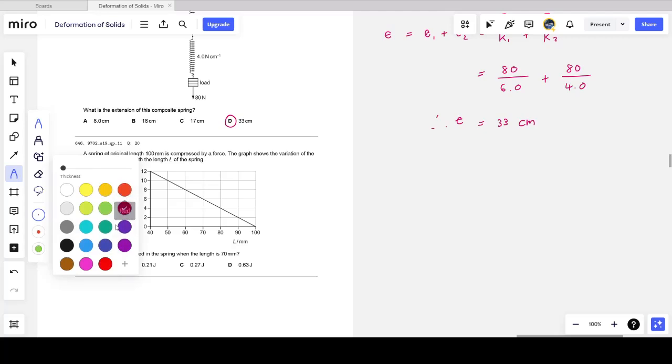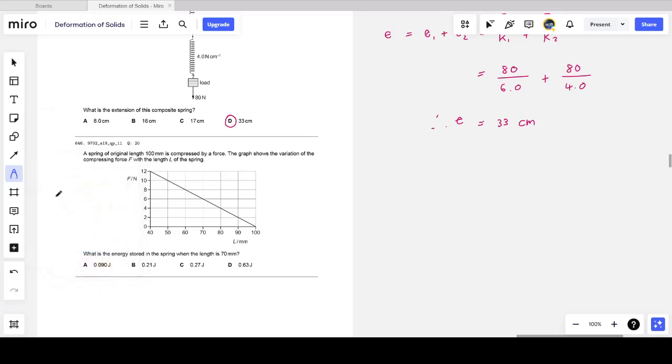Okay, so this problem gives me a spring. When the spring is 100 millimeters in length, that is 0.1 meters, there's no force being applied, that's the original length. But as I apply a greater force, as I move left on this graph, then the spring gets compressed. It becomes smaller, that's why the length is getting smaller. Now to find the energy stored in the spring, I could use the area under the graph. If you're comfortable with that, that's great. But what I'm going to do is find the spring constant first, and then use the spring constant to calculate the stored potential energy in the spring.